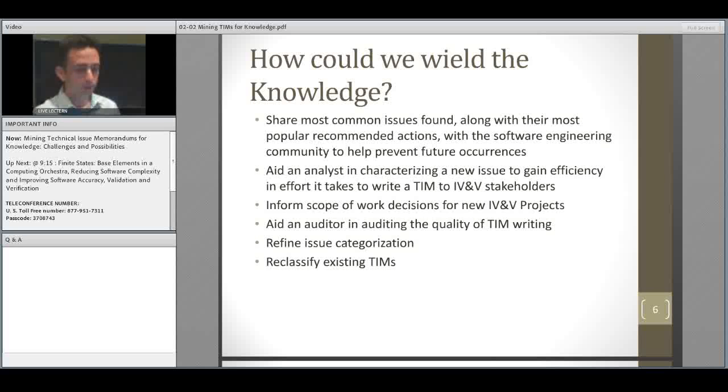We currently categorize our TIMs by issue type. In some instances, these types might still be too high level or too coarse-grained. Using mining techniques, we could come up with a more high-fidelity issue categorization.